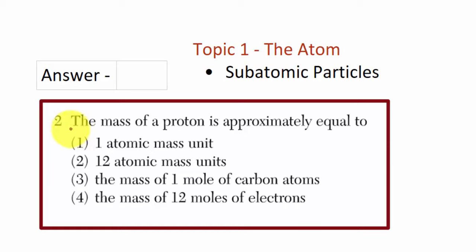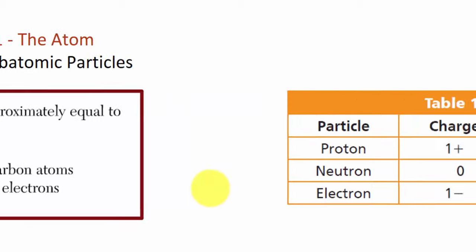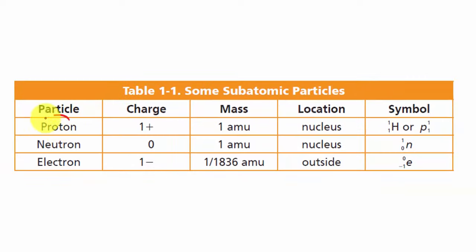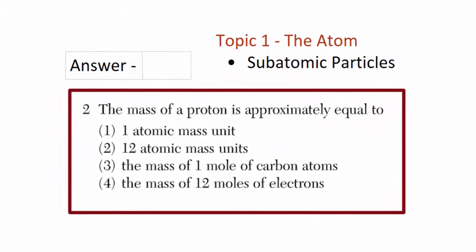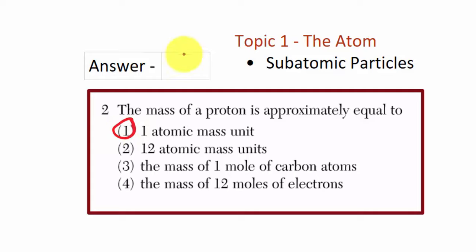Question number 2. The mass of a proton is approximately equal to, this is another subatomic particle question, so let's go back to our little chart. Subatomic particles, they're asking about the proton. We already described its charge as +1. Here's the mass. You need to know that the basic subatomic particle mass values, the proton and neutron are pretty much the same at 1 atomic mass unit. It's the electron that's super small. It weighs in at approximately 1/1836th the size of a proton or a neutron. So our answer here is 1 atomic mass unit. Answer number 1.